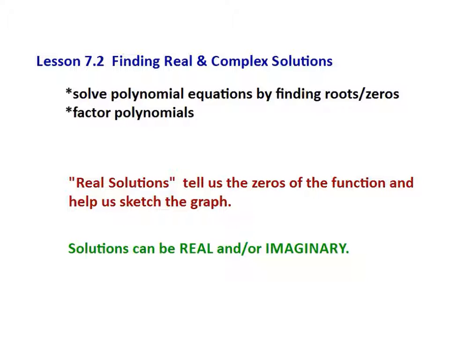The other important piece here is that these solutions can be real and/or imaginary. And it could be a mixture. You might have all real roots, you might have just imaginary, or you might have some of each. You might have two real solutions and two imaginary solutions. So let's take a look at an example.